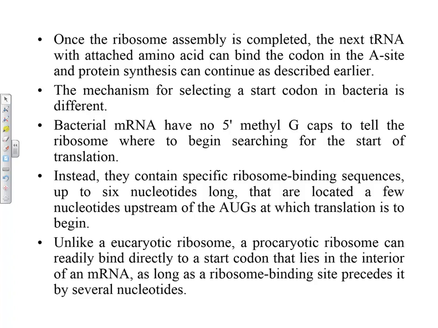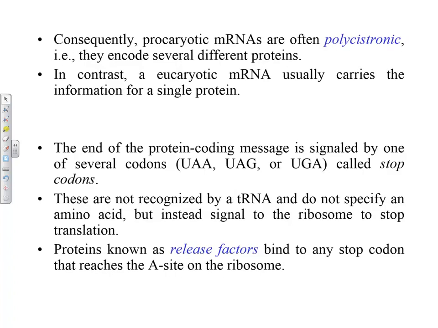So if you're looking at a prokaryotic RNA, there can be a lot of locations where the ribosome can bind. So you could have several proteins being translated from the same messenger RNA in the case of prokaryotic cells. In eukaryotic cells, one messenger RNA is for one protein because the ribosome will go looking for the 5' methyl G cap. Here it's different. Consequently, prokaryotic mRNAs are often referred to as polycistronic. That is, they encode several different proteins. In contrast, a eukaryotic mRNA usually carries the information for just one single protein.